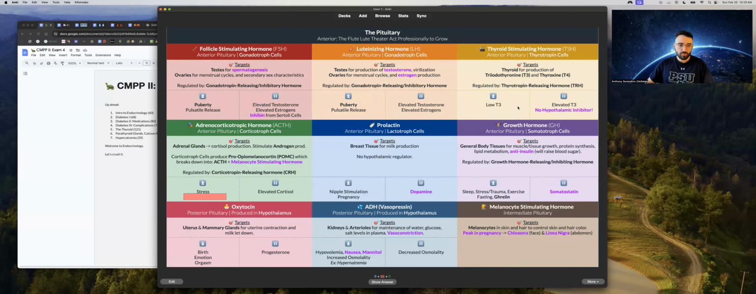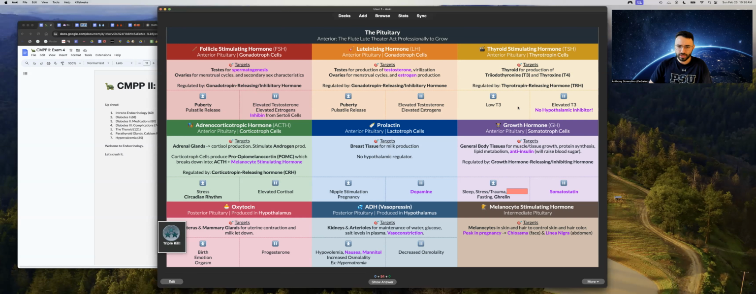What's going to stimulate adrenocorticotropic hormone? Stress and, I don't know, circadian rhythm. Yeah, remember that melanocyte connection. That's going to help you there. What upregulates luteinizing hormone? Puberty and pulsatile release. Anterior pituitary comes from somatotroph cells, which kind of connects to the inhibitor, somatostatin.